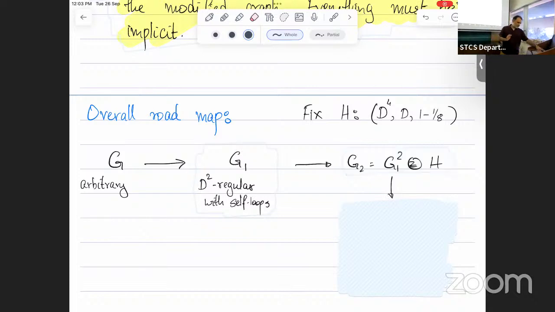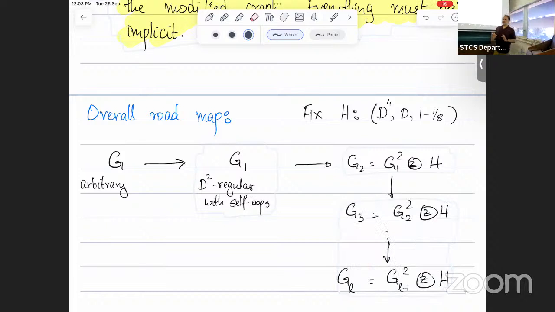And from this point onwards, I just do the same sort of construction like we did in the expander construction. G2 is going to be G1 squared zigzag with H. G3 is going to be G2 squared zigzag with H. And I'll keep doing this until I get to GL, which is G(L minus 1) squared zigzag with H. Okay, and spoiler: this L is going to be roughly order log n as well.